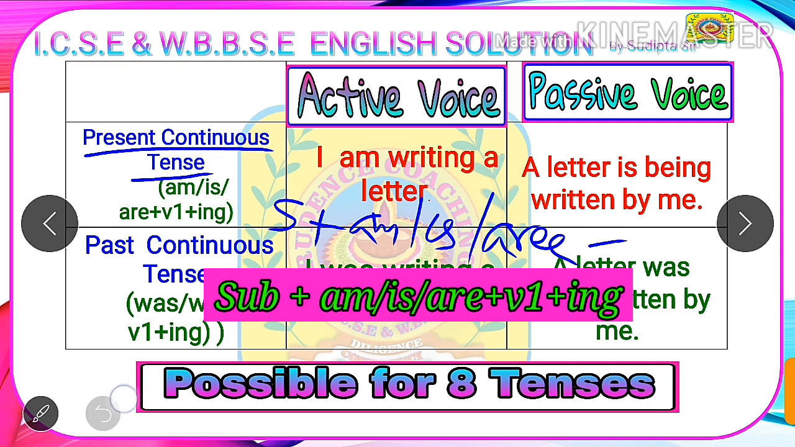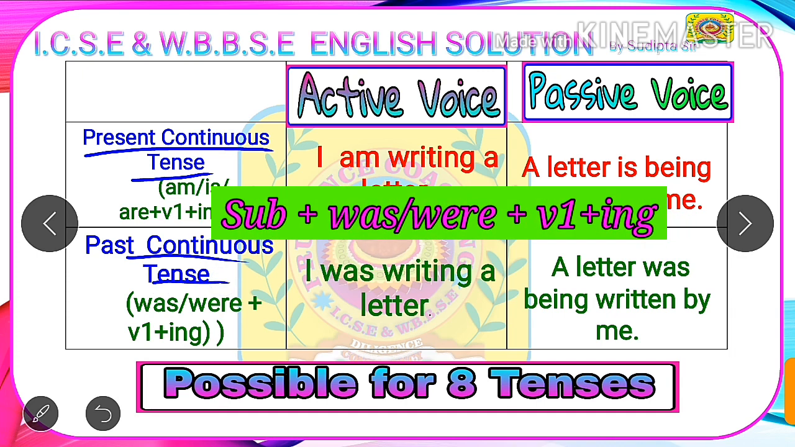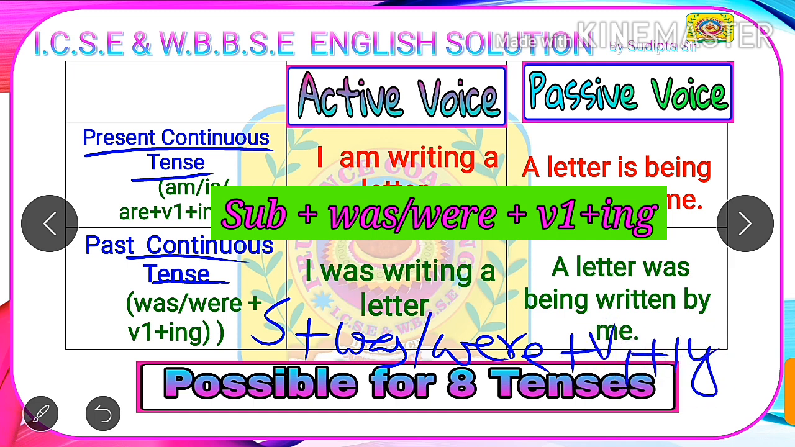The next example is I was writing a letter. Here we need to swap the subject and object. So I becomes me, and a letter in object becomes a letter in subject in passive voice. Students, next we will see the tense given in active voice. We will see that it is given in past continuous, because the structure of past continuous is subject plus was or were plus V1 plus ing. Here see, subject is I. As I is singular, we have used was with it, and we have added ing with the verb. So we can say that the structure given in active voice is in past continuous tense.